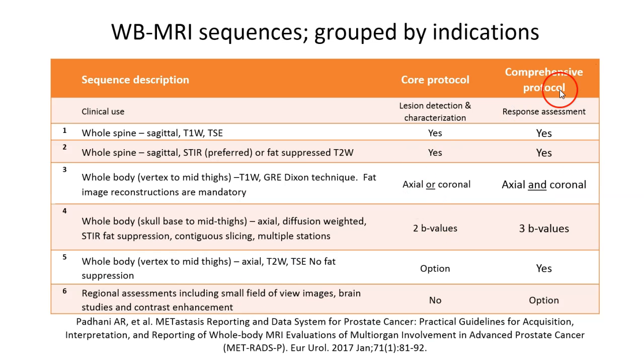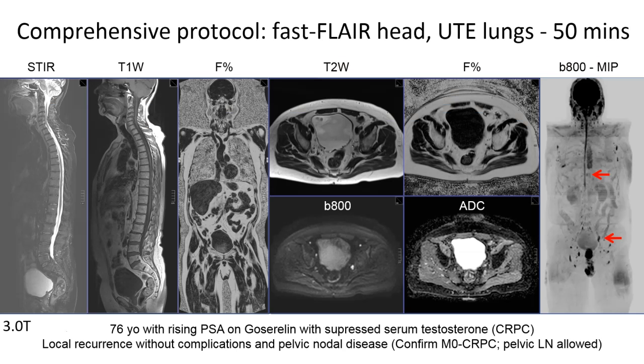In the comprehensive protocol, we extend the protocol. So not only do you do axial, but you also do coronal in 2 planes, Dixon techniques. You can see that we use 3 B values, and there is the possibility of using small field of view images to also look at other areas. Of course, you can also observe that you do an axial whole body T2 sequence for anatomical localization.